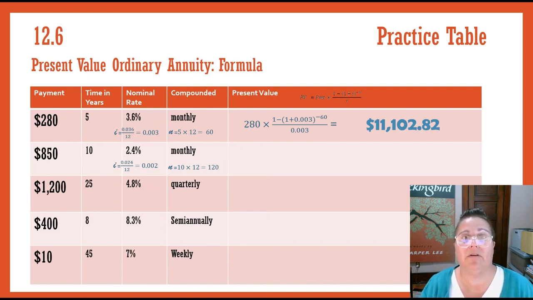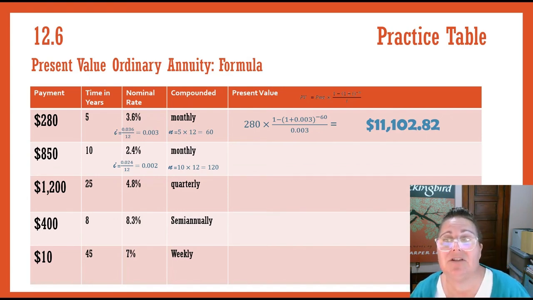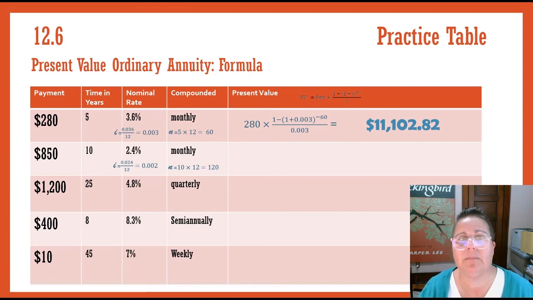So we're trying to figure out how much money we need to put away today so that we can collect $850 every month for the next 10 years. Does it seem like that should be enough? Because it probably should be. All right, making the substitutions into the formula.